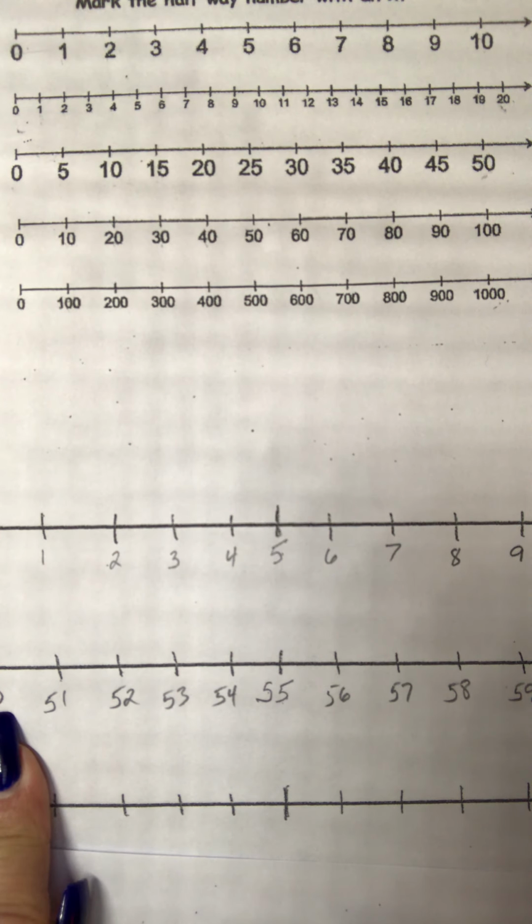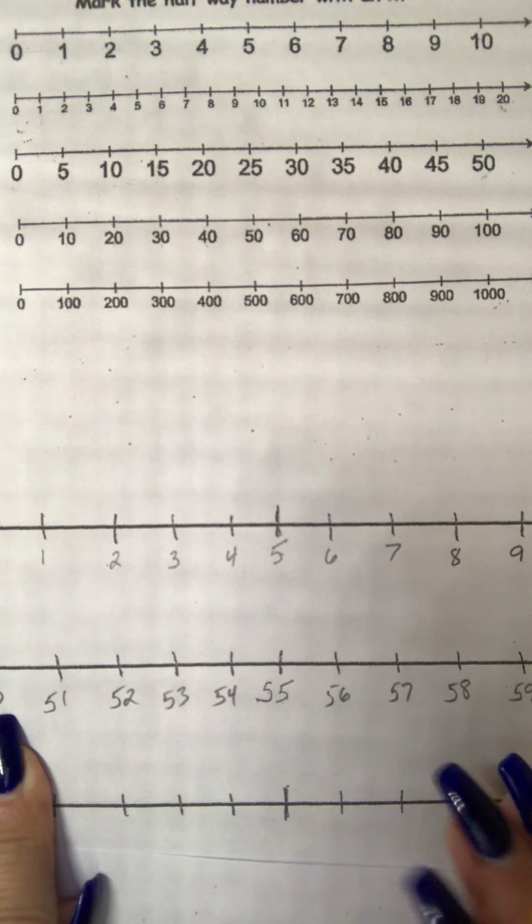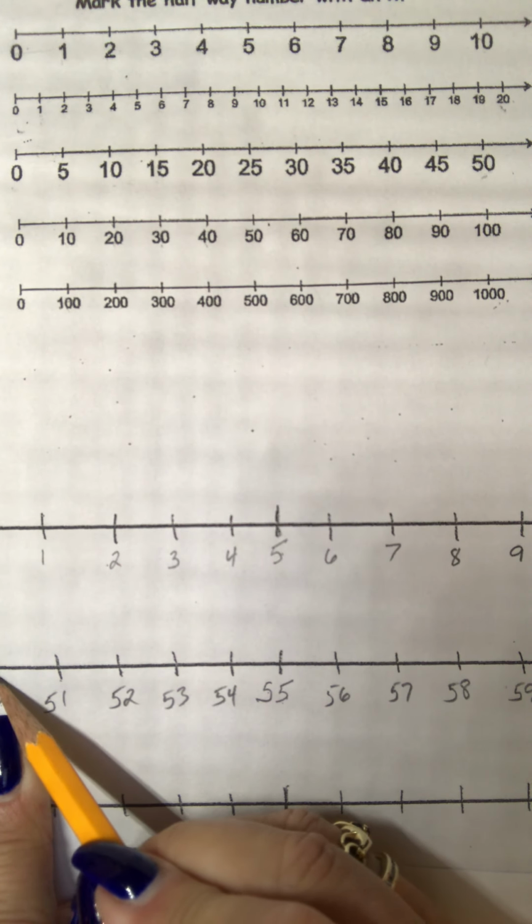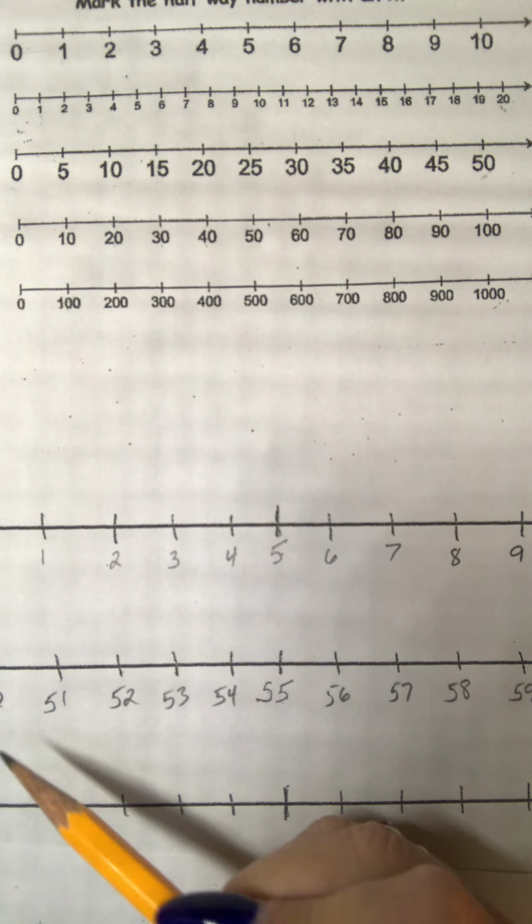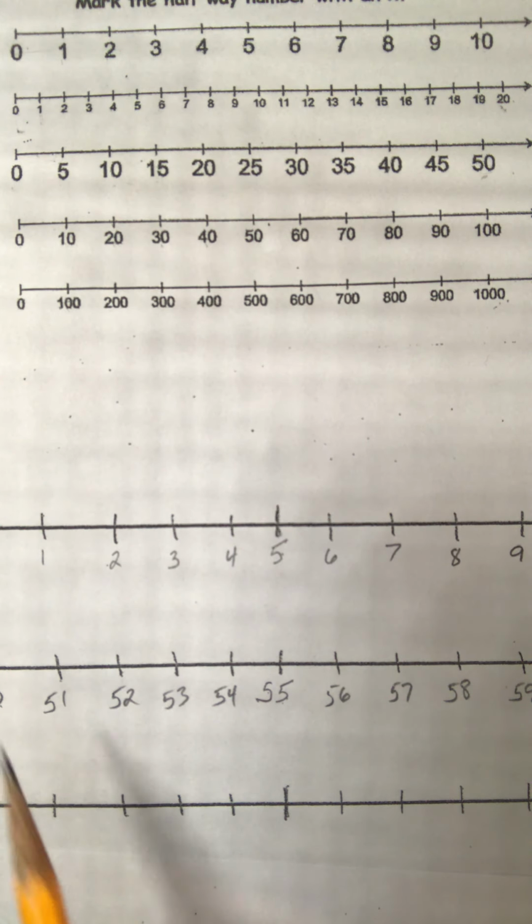Now this number line did not start at 0, did it? Nope. So it doesn't have to start at 0. So you've got to pay close attention to where it's starting. Now we kept these as nice friendly numbers, 0 to 10, 50 to 60.